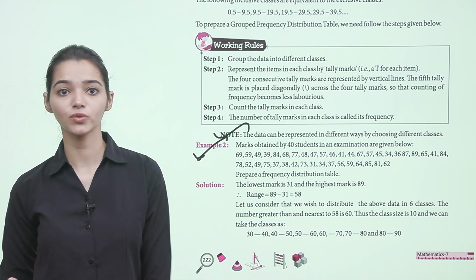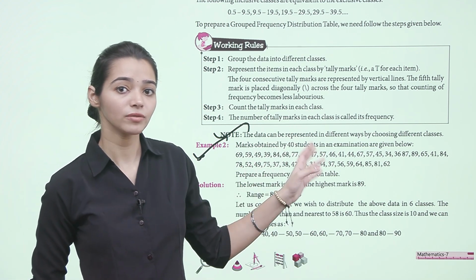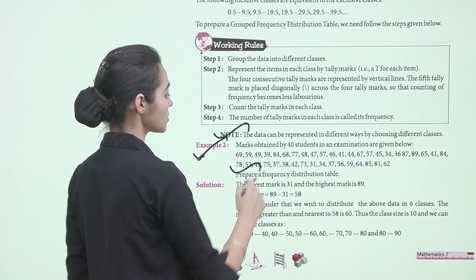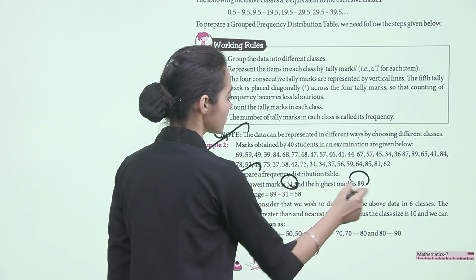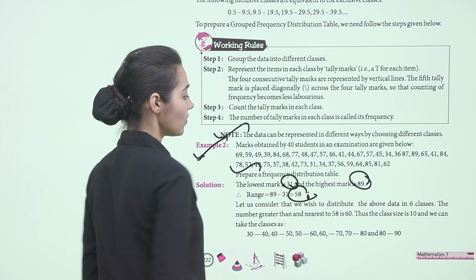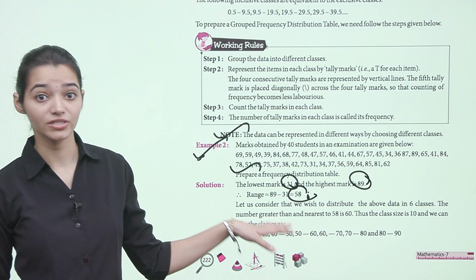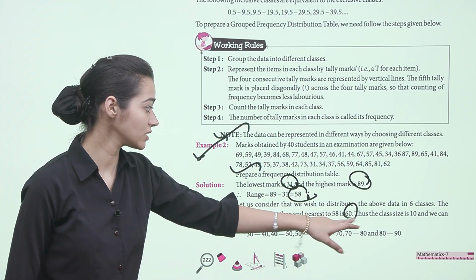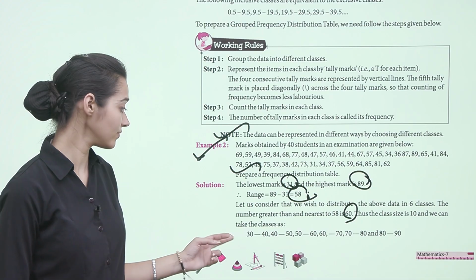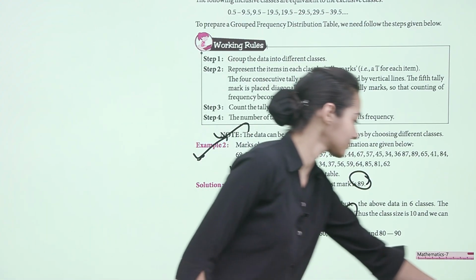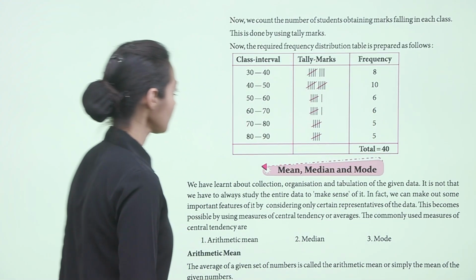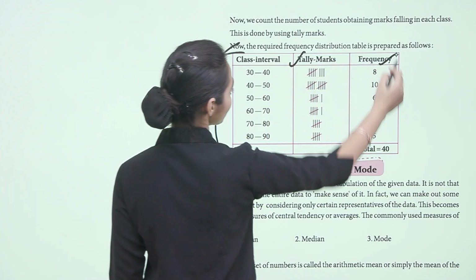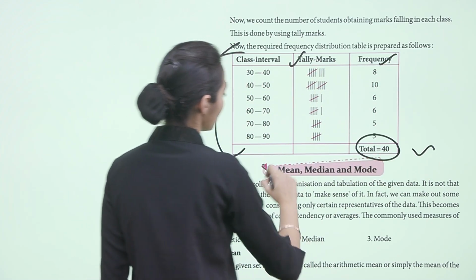Next is our example number 2. The marks obtained by 40 students in an examination are given below. We have to prepare a frequency distribution table. The lowest marks is 31, the highest is 89, and the range is 58. If we wish to distribute the data in classes, then the number greater than or nearest to 58 is 60. So the class size is 10 and we can take the classes like this. Here is our class interval, here are the tally marks, and here is the frequency, and the total is 40.